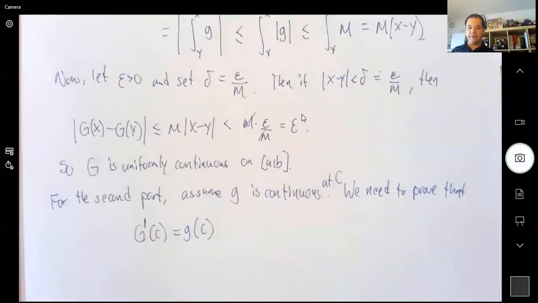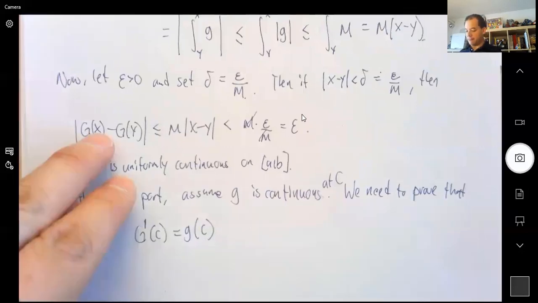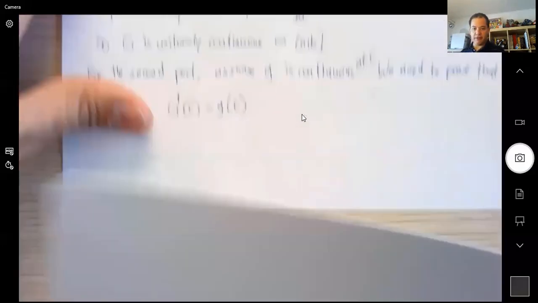So let's proceed like we would. How do you show that the derivative is anything? You go to the definition, right? So let's go to the definition. What's the definition of g prime? Just get a new piece of paper here. So here's the definition of g prime.